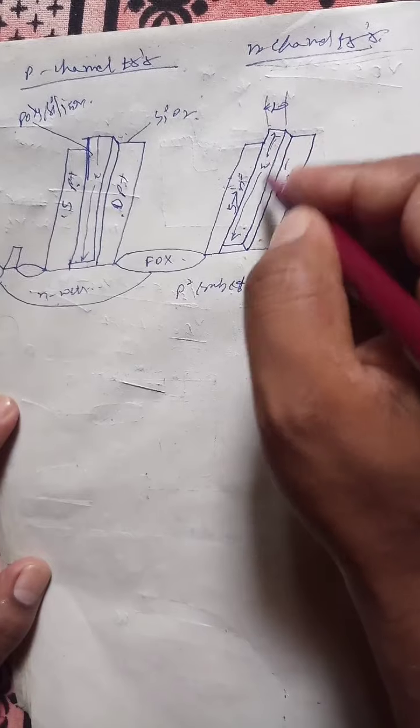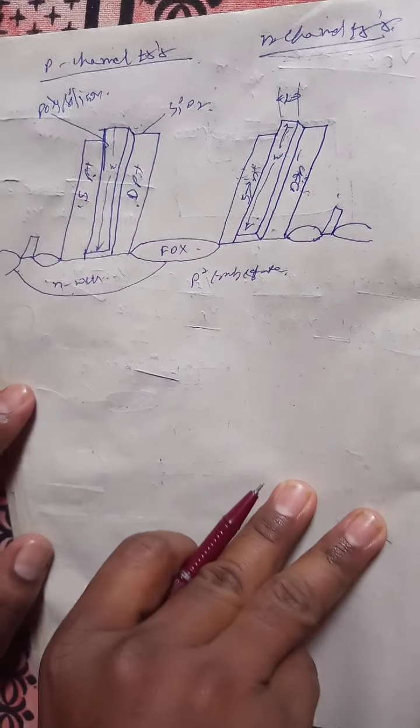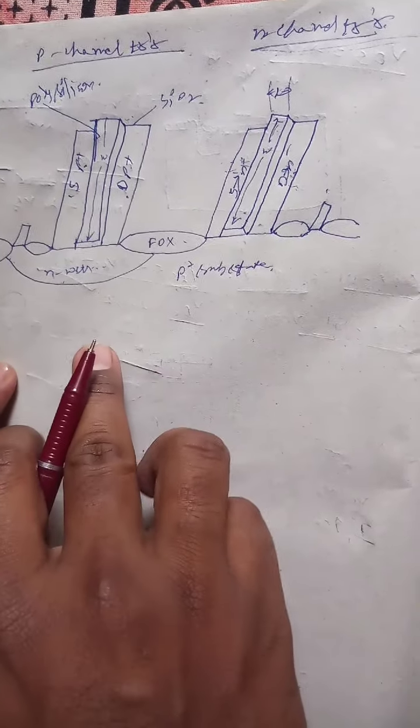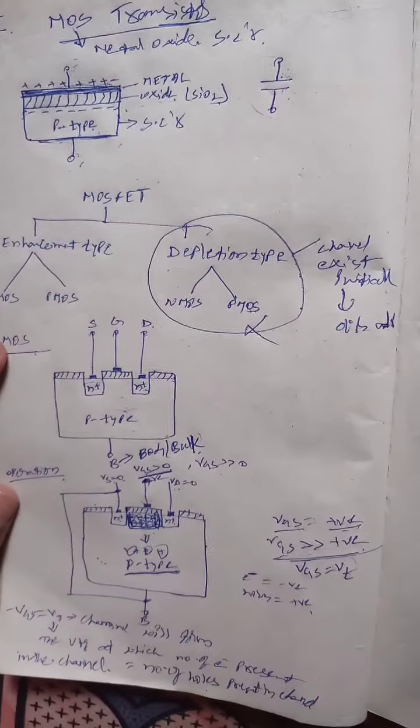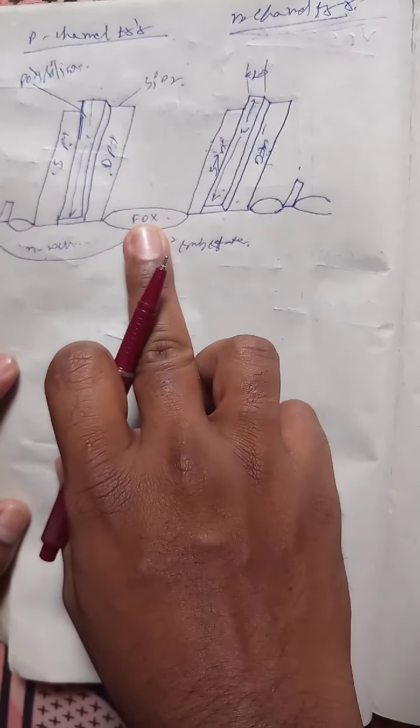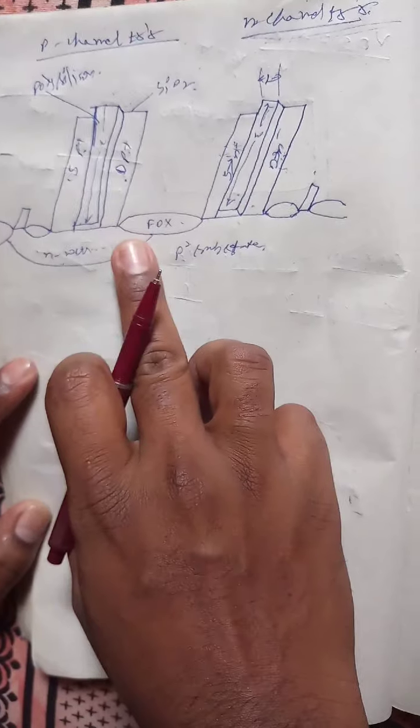Here we are going to calculate the length and width ratio. The operation which we saw in the previous diagrams is similar to this diagram. So this comes to the fabrication diagram.